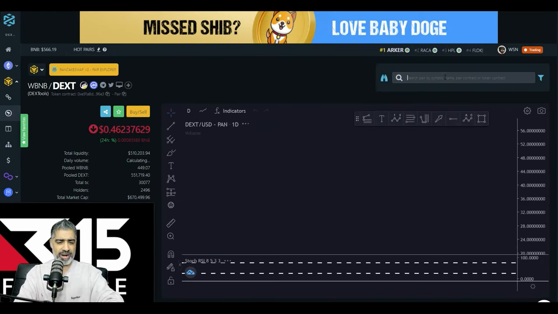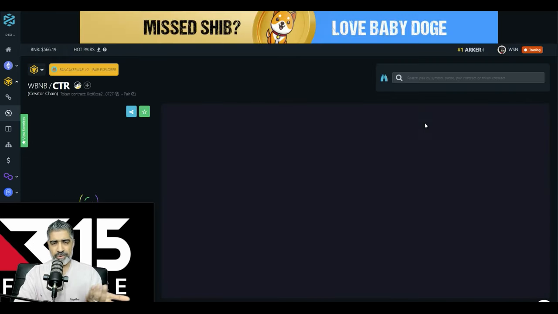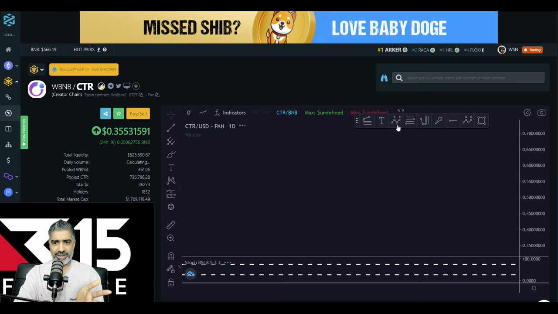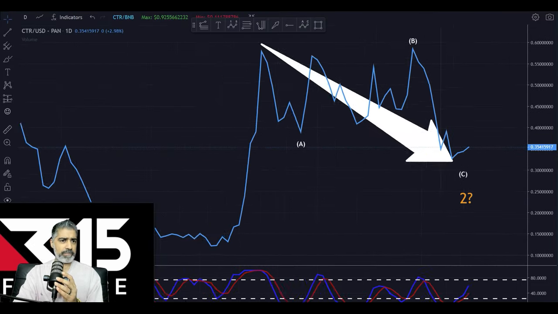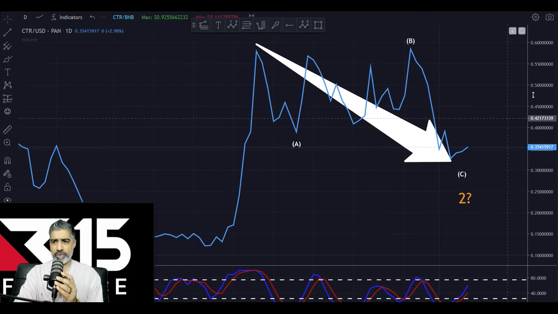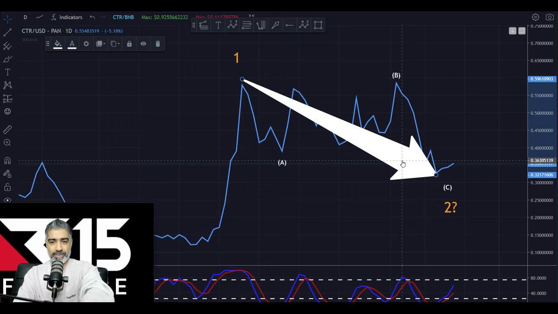I love just looking at price independently of fundamentals because some people don't realize you can just independently look at pure technicals, right? So what we've got here is Coinstarter. You can see I've been following this for a while. Coinstarter is the Creator token, which you need for the Coinstarter membership.